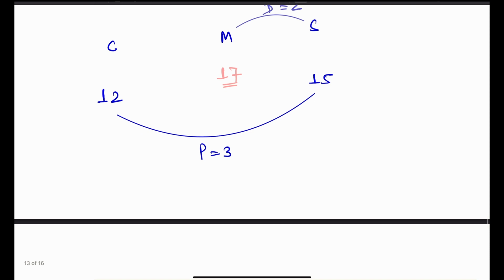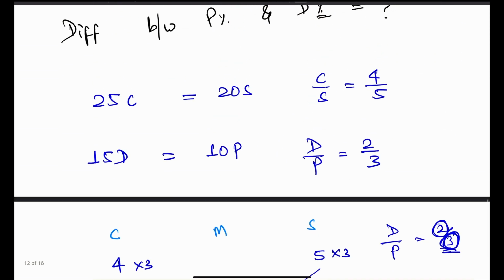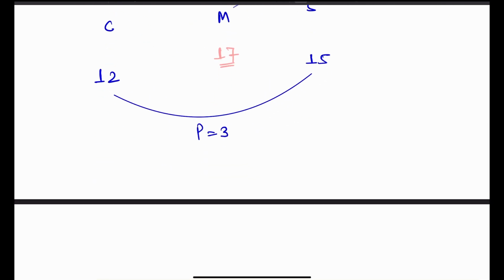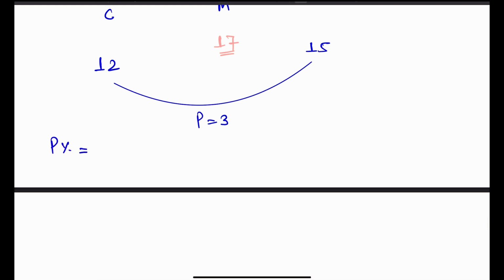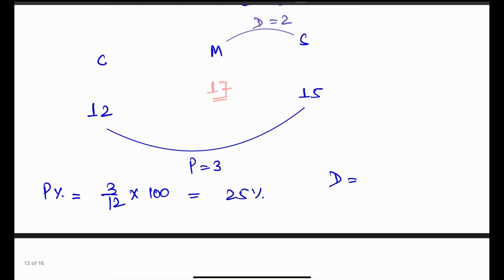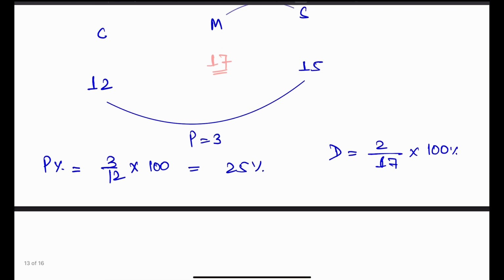Right? So the question is here asking me the difference between profit percent and discount percent. So profit percent is how much? Profit percent is 3 by 12 into 100. This is nothing but 25%. And discount, how much will it be? Discount of 2, and discount is always on the base of mark price, right? So 2 by 17 into 100%. So 1 by 17.